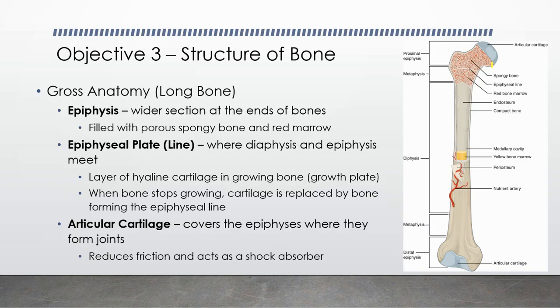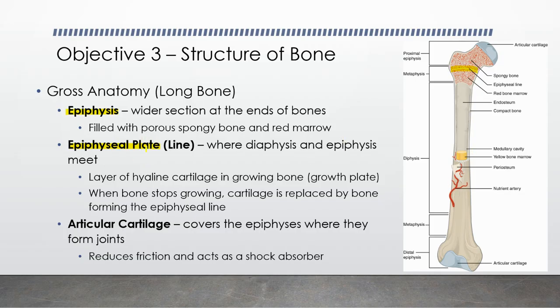On the ends, we have what are called the epiphyses. Singular is epiphysis. This is going to be the wider regions at the end. This is where you're going to find mostly a lot of your red marrow. And where the diaphysis and the epiphysis meet, we have what's called the epiphyseal plate, or the epiphyseal line.